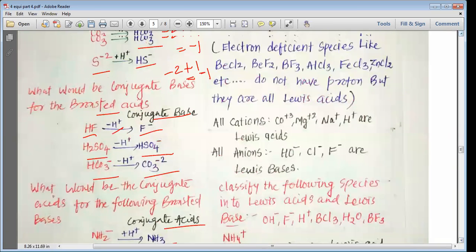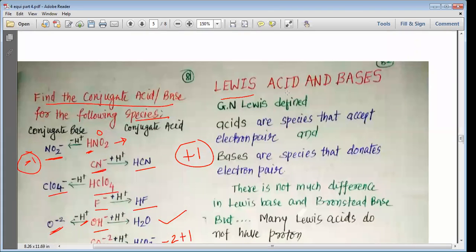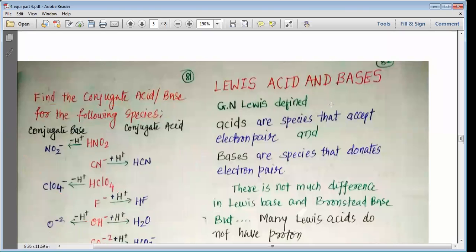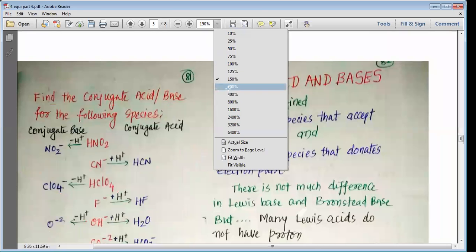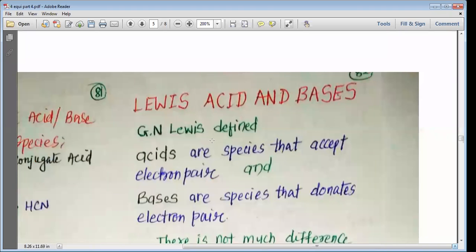My dear students, I hope till now you must have understood the concept well. Now we have the new concept for acid and base. This is what is known as the Lewis acid and base concept. So we have studied first the Arrhenius concept, then we have studied about the Lowry and Bronsted concept. Now we want to study the concept which is known as the Lewis acid base concept, and let us study it well.